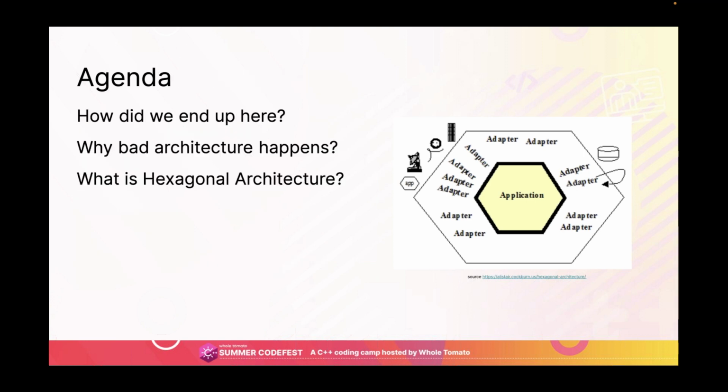So for today, at the end of the session, we will be able to answer all of those three questions. So how did we end up here? And why does bad architecture happen, and what is exactly hexagonal architecture?